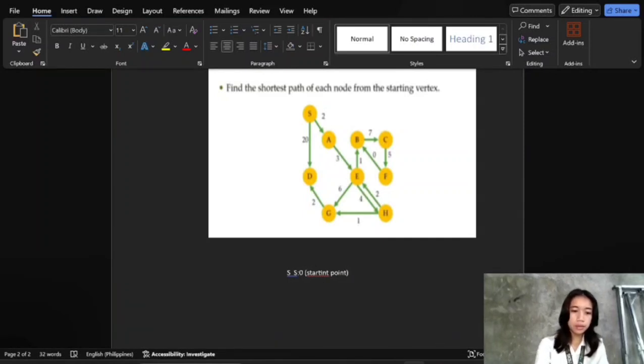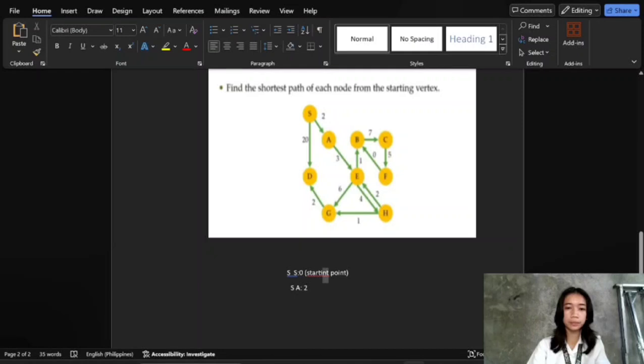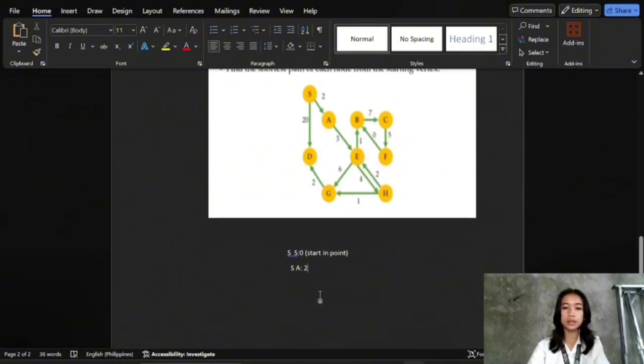Next is S A, 2. Next, the shortest path, as it's called, means we need to start with the smallest until the big number. So we need to start at 0.